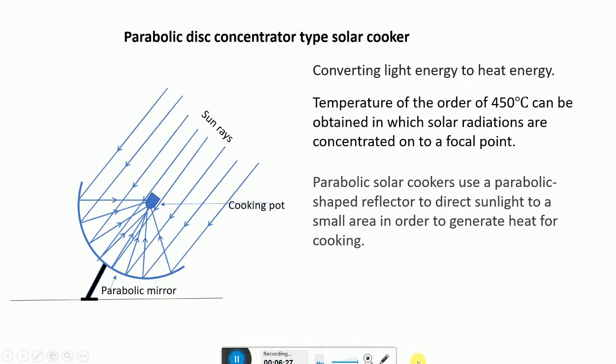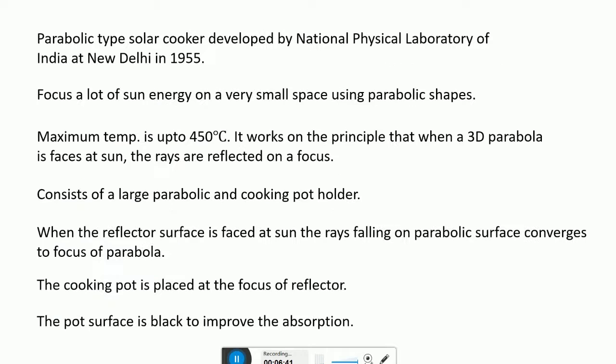Parabolic solar cookers use a parabolic shape reflector. This is a reflector whose shape is like a parabola, to direct sunlight to a small area in order to generate heat for cooking. The parabolic type solar cooker developed by the National Physical Laboratory of India at New Delhi in 1955 focuses a lot of sun energy on a very small space using parabolic shapes. The maximum temperature is up to 450 degrees Celsius.